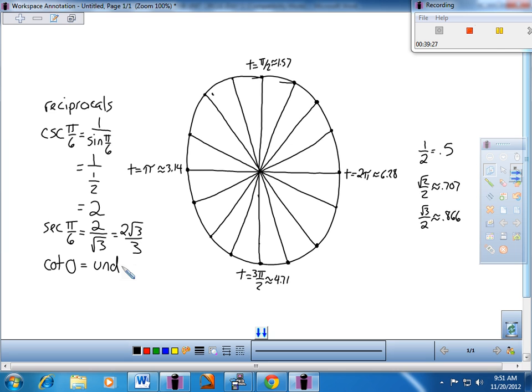Okay, maybe one more of these. How about this? How about cosecant of pi over 4? So think sine pi over 4. Sine of pi over 4, of course, is root 2 over 2. And flip root 2 over 2, you get 2 over root 2. And if you remember, when we rationalized this, the 2's cancel, and you end up getting just root 2.